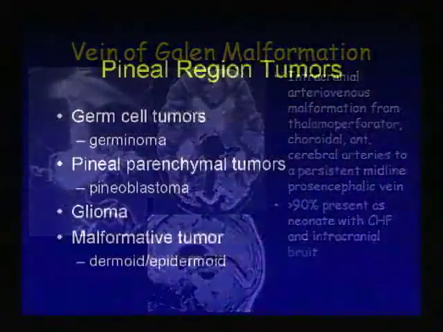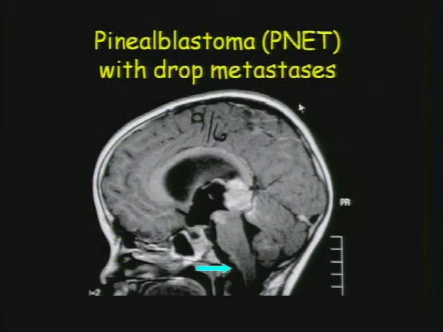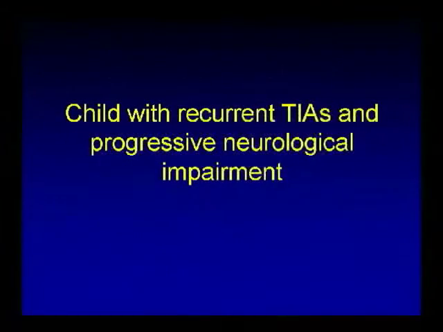the brain any oxygen. Other pineal region tumors that you want to think about when you're thinking about masses in the pineal region would be germ cell tumors, most commonly a germinoma, pineal parenchymal tumors, most commonly a pineoblastoma, gliomas, and malformative tumors such as dermoid or epidermoid. Here's a patient with a pineoblastoma, a solid enhancing pineal mass on the sagittal postgadolinium image, and you can also see the sugar coating of the cord coming down here that is drop metastases.